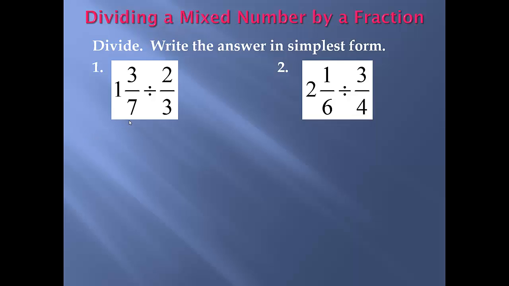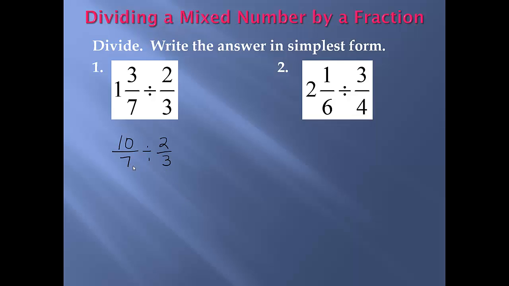Our first step is to convert any mixed numbers into improper fractions. So we need to convert 1 3/7 into an improper fraction. In order to do this, we will multiply 7 times 1, which is 7, plus 3 is 10. So 1 3/7 equals 10 sevenths. So now we have 10 sevenths divided by 2/3.